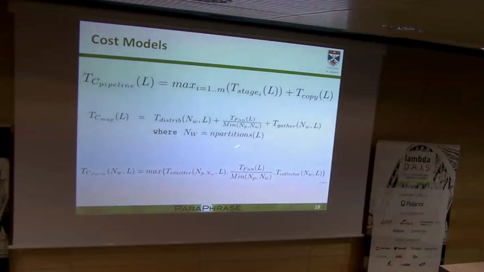The farm is slightly different, but you basically do the same thing. You take the cost of one worker, divide that by how many you've got, and take the maximum amount of time between how long it takes to send an item out, how long it takes to send an item back, and how long it takes to compute. This gives you a very rough estimation.